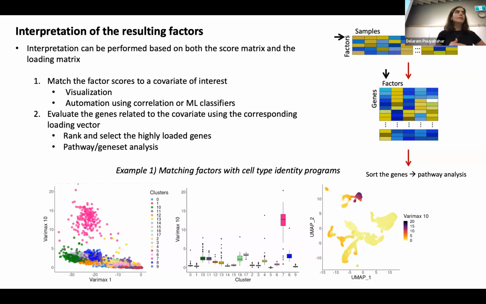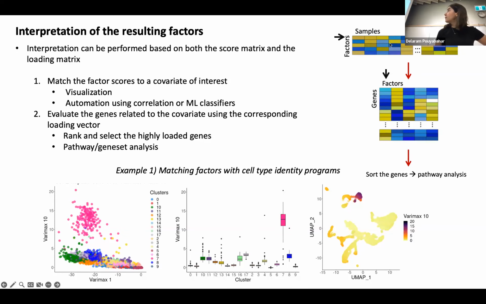Then if you look at the feature importance scores, they would give you the match, like which factor is the best match for the covariate that you're trying to study. I'm going to show you the feature importance scores of strain in the next slide, in the case of the study example that I was talking about. Okay, so after you've been able to match a factor of interest to the covariate, then what you want to do is evaluate the genes related to that covariate using the corresponding loading vector.